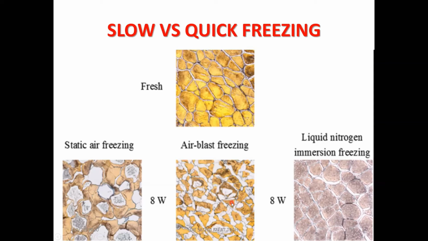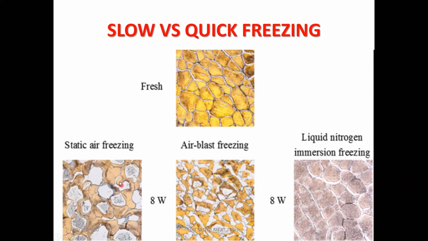The number of ice crystals will keep on increasing, but it will not affect the cell walls. Here you can see the very rapid chilling, that is like cryogenic freezing. You can see the small dots. The ice crystal formed is very small and is mostly intracellular. So it is not disturbing the cell wall, or the cell wall is not broken.